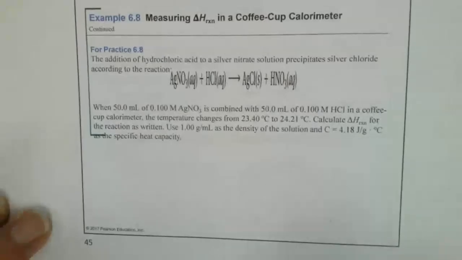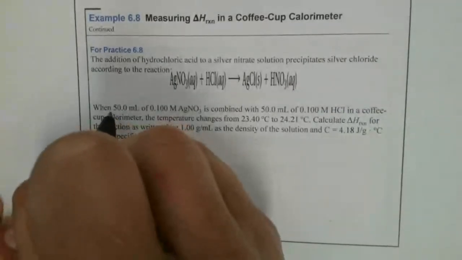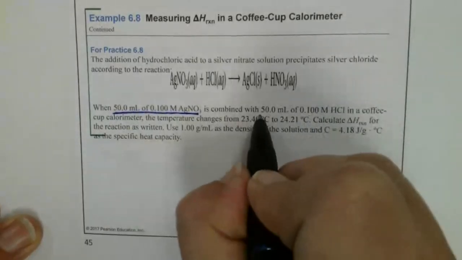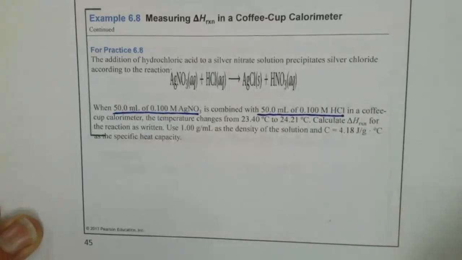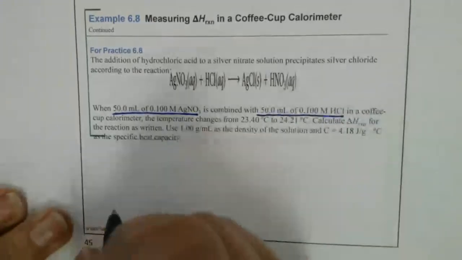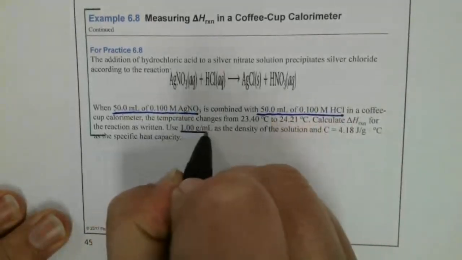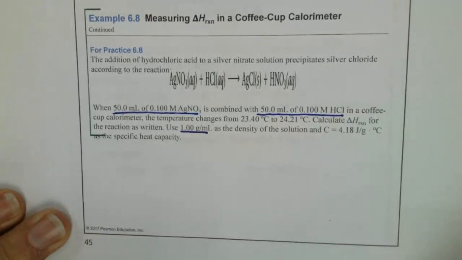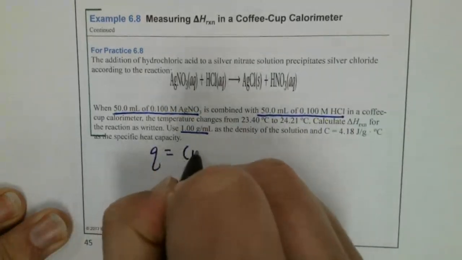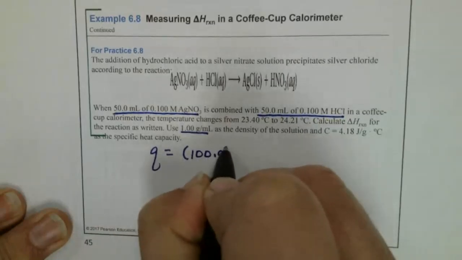Now, this one's a little tricky because we're mixing two solutions. We've got 50 milliliters of silver nitrate and we've got 50 milliliters of hydrochloric acid. So when we're looking at our mass, both of those are going to be in the coffee cup. We get to assume that the solution is 1 gram per mL. So for our Q, our mass is still going to be 100 grams.